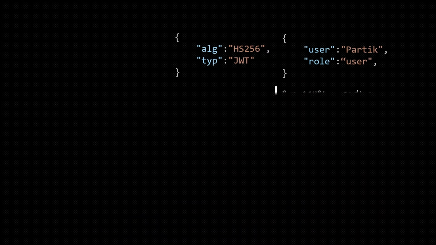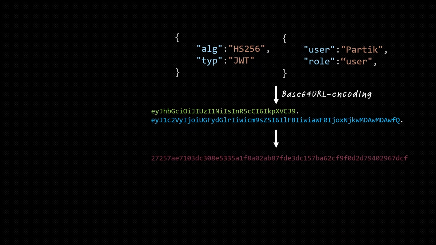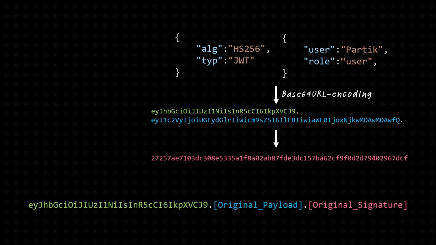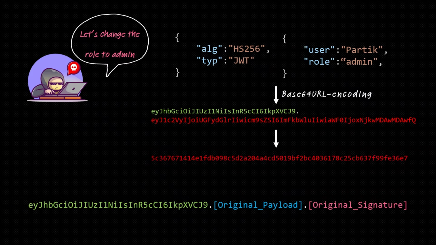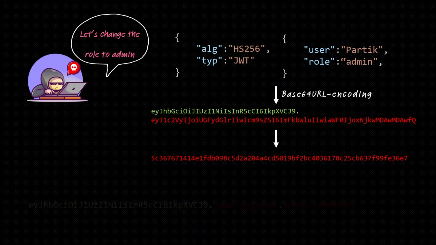Now that we know how a JWT token is formed, let's talk about its security. So we have our data where we have the header, payload, and we have the signature and the full JWT token, which consists of the header, original payload, and original signature. Now suppose an attacker comes into play, modifies the payload, and changes the role of user to admin. The header remains the same, but since the payload has changed, the signature will also change.